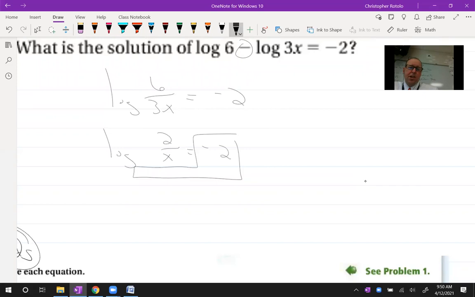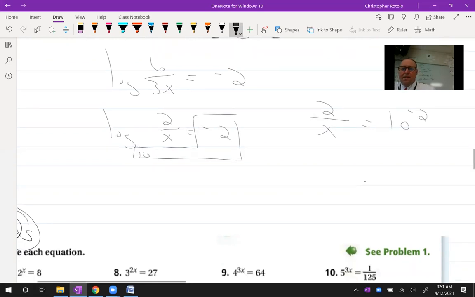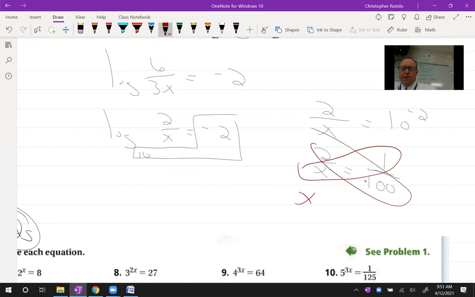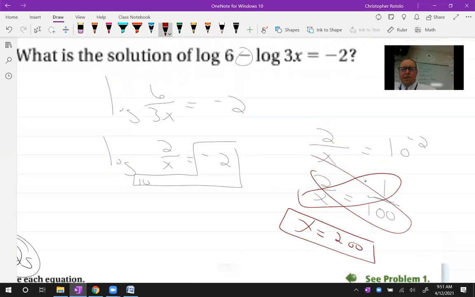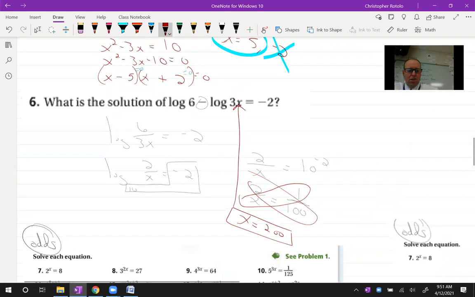It's log of x, so I have to change it. There's no base, so the base is 10. Okay, so I have 2 over x equals 10 to the -2nd. So how can I rewrite that? Well, I can make that 2 over x equals 1 over 100. But now we can just cross multiply. So I find out that x equals 200 to get that answer. So I'm going to go back to the original and check. 3 times 200 is 600. Can I take log of 600? You betcha. Sure can.